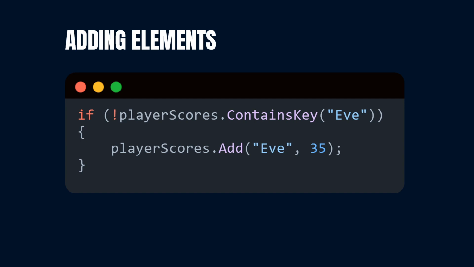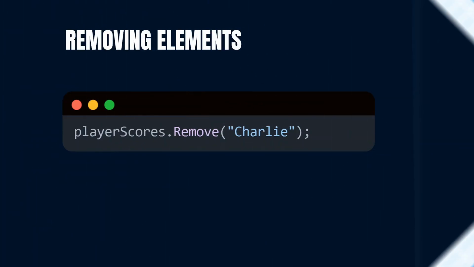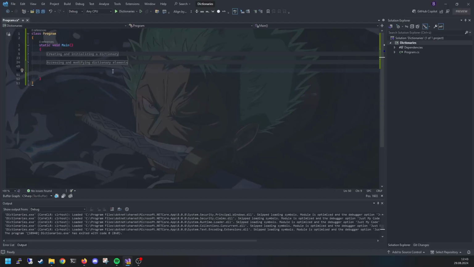But what happens if you try to add a key that already exists? The dictionary will throw an exception because keys must be unique. To avoid this, you can use a safer approach. This code checks if the key Eve already exists before adding it to the dictionary. Removing an element is just as easy. You can use the Remove method to remove a key-value pair. Let's see a full example.